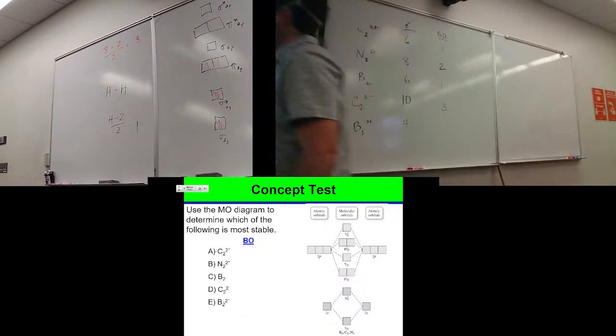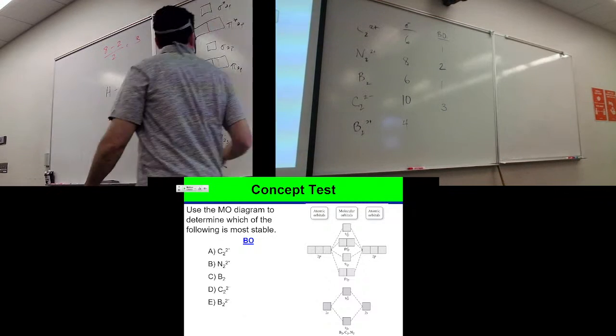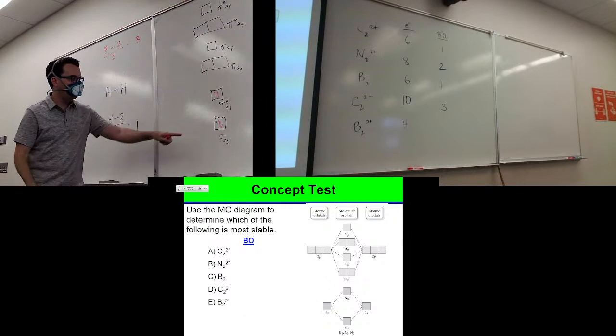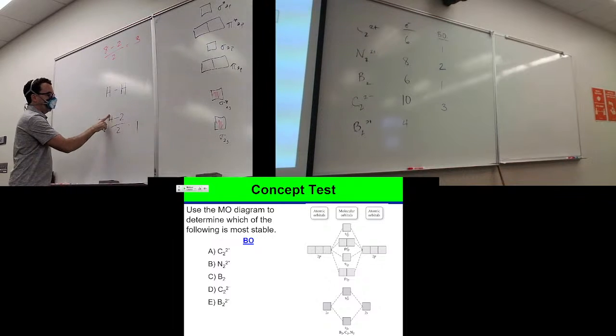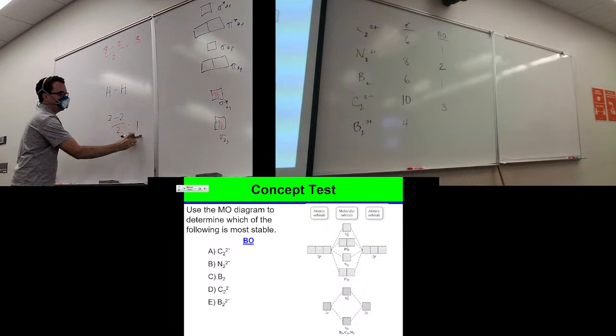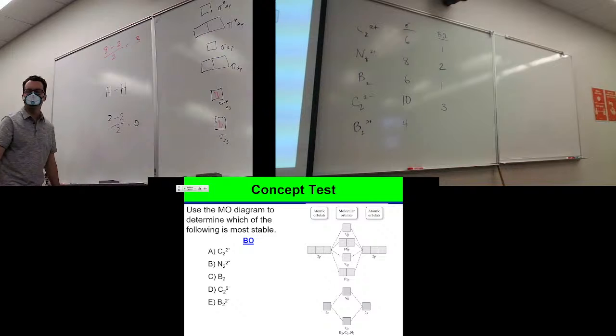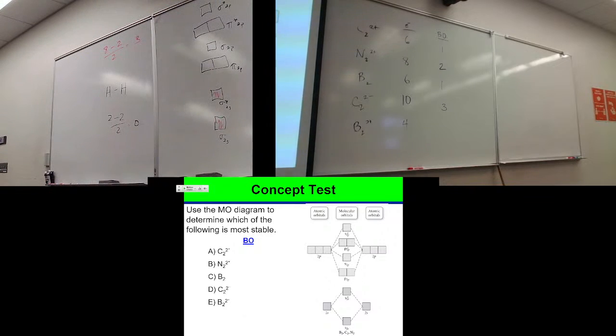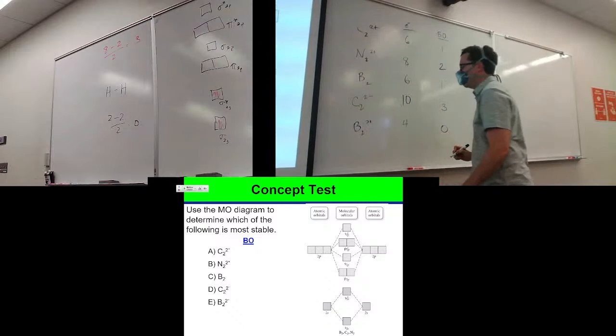And then last but not least, B2 2+. That's gone, and that's gone. It's only got 4 electrons total. And what's going to happen to the bond order? 0. No bond. All right, 2 borons with a +2 charge is not going to make a bond.